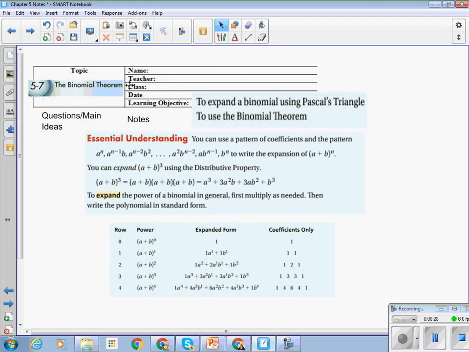Definitely have to write all this down up here. Essential understanding, do not have to write down. You can use a pattern of coefficients to write the expansion of a plus b to the n. So we can expand a plus b to the third using the distributive property where we multiply the first and the second one together, and then that results by the third one, which is kind of time consuming. This is a shortcut to doing the expansion using distribution.